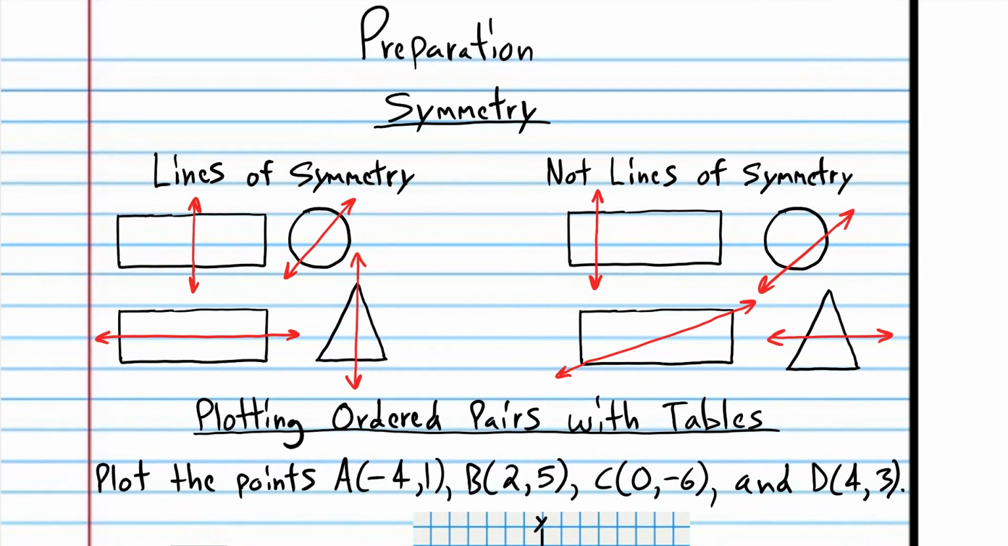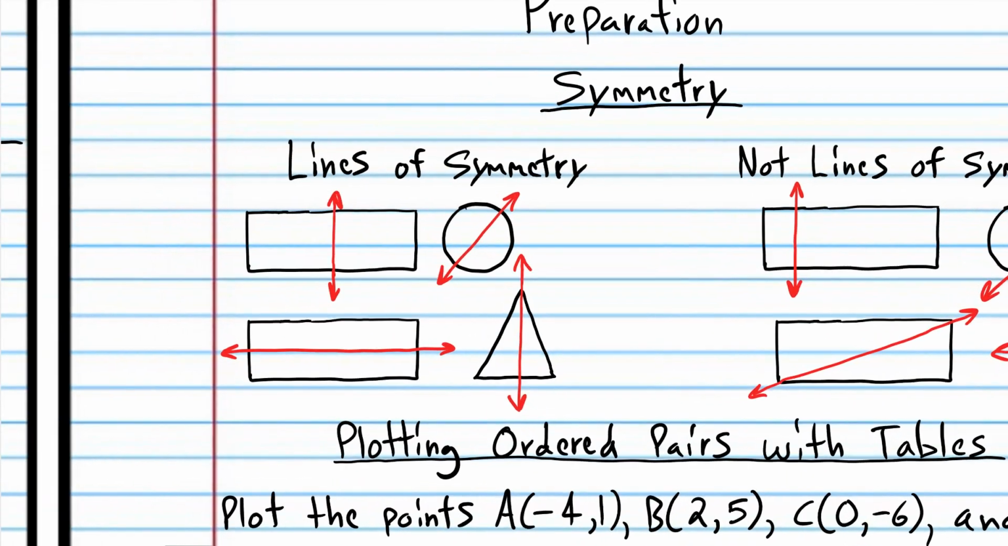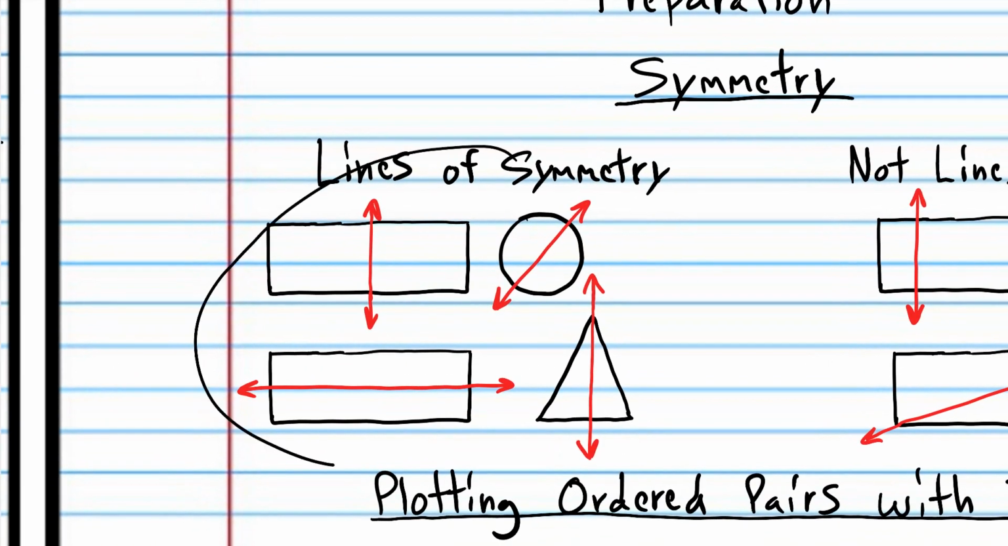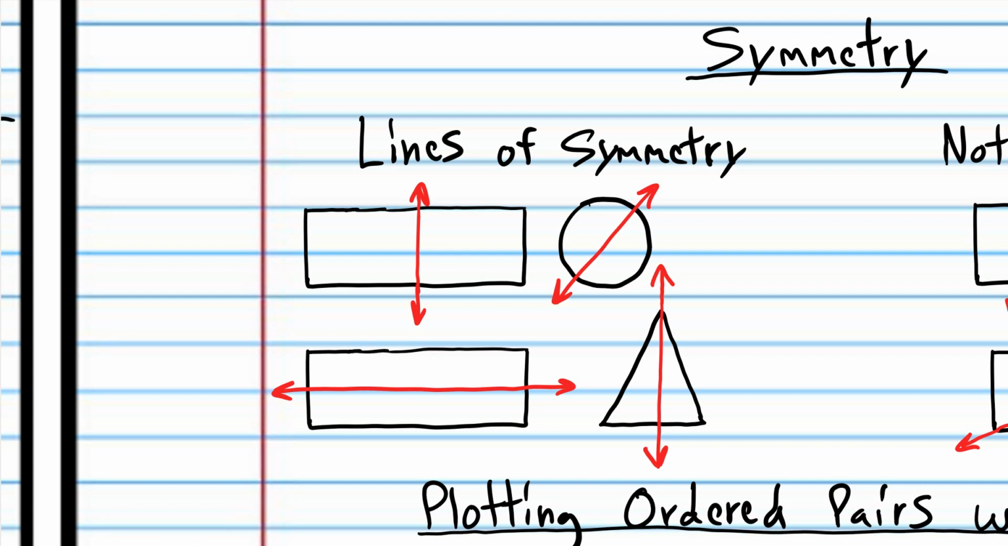Now, something else we need to go over is symmetry. We haven't learned symmetry in my classes yet. Whenever you have symmetry, there's a corresponding line of symmetry. These are all lines of symmetry, these red lines. And the reason that those are lines of symmetry is because this half of this rectangle is the exact same size and shape as this half. So that's a line of symmetry.